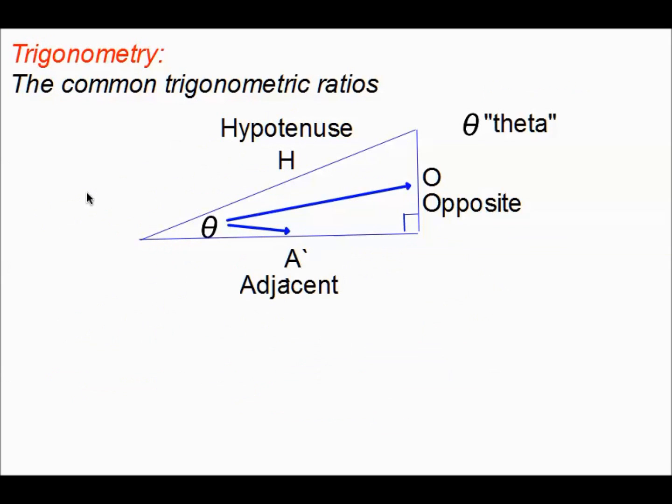So let's summarize that. In a right-angled triangle, if we have a fixed angle theta that we're focusing on, the opposite divided by the hypotenuse will always be the same number, which we call the sine ratio. So the sine of the angle theta is opposite over hypotenuse. For a given angle theta in a right-angled triangle, the adjacent over the hypotenuse would always be the same number, which we call the cosine ratio. And lastly, for the given angle theta, the opposite over the adjacent would also be the same number, and that's called the tangent ratio.